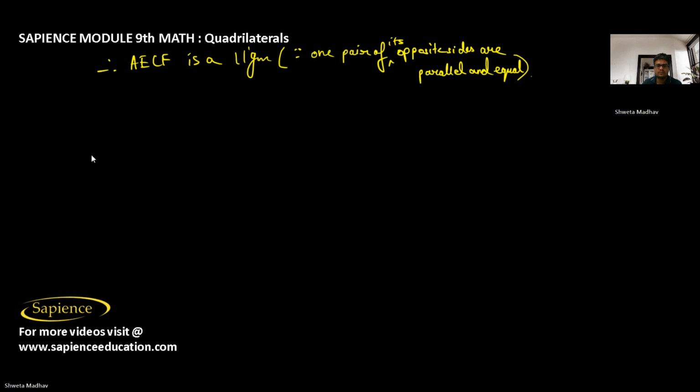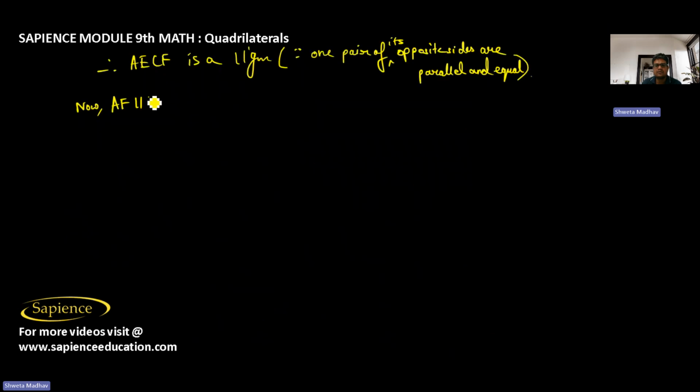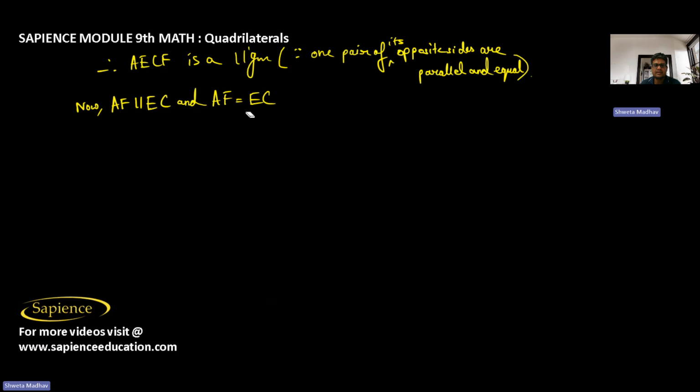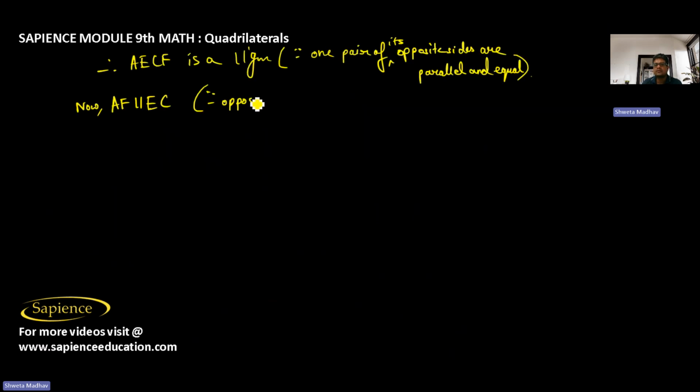So now, therefore, I can say that AF is parallel to EC, since opposite sides of a parallelogram are parallel.